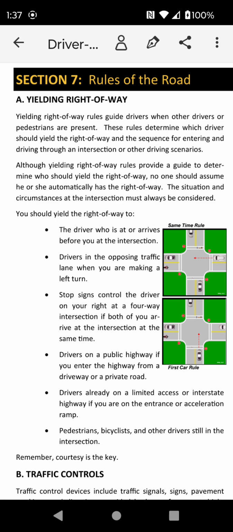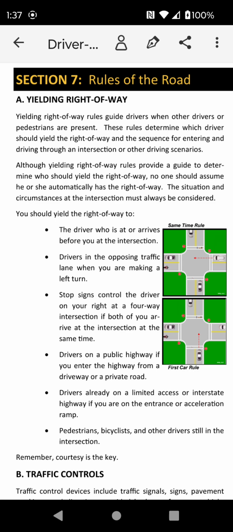Although yielding right-of-way rules provide a guide to determine who should yield the right-of-way, no one should assume that he or she automatically has the right-of-way. The situation and circumstances at the intersection must always be considered. An example would be the picture diagrams to the right. Same time rules and first car rule.